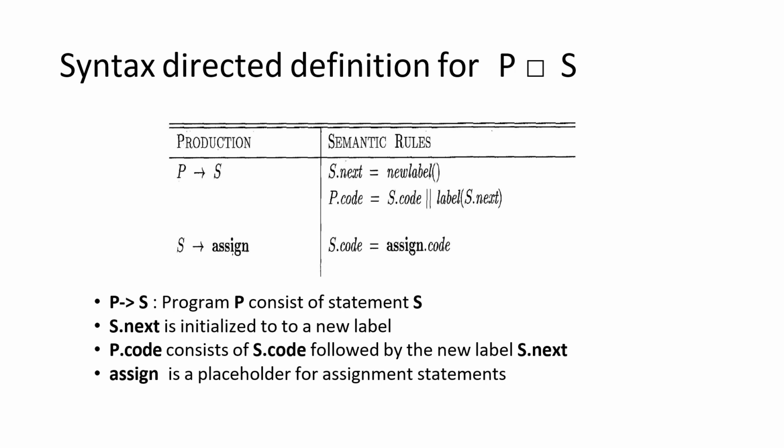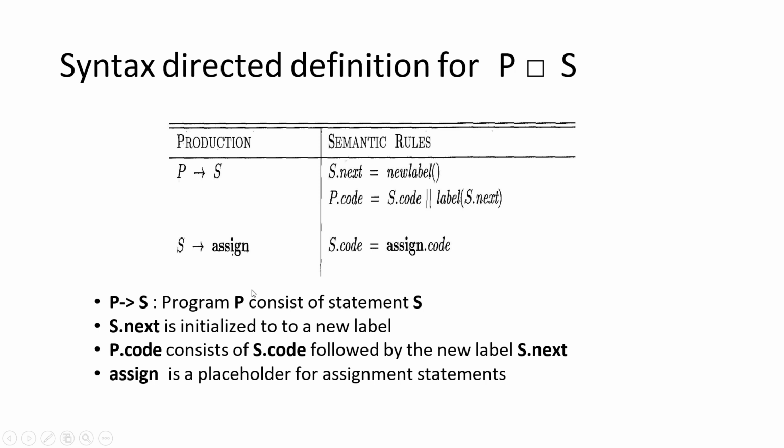Next we are going to see the different syntax directed definitions. First, for the production P points to S, these are the semantic rules. S.next equals newlabel, and P.code equals S.code followed by label(S.next). The next production is S points to assign. So S.code equals assign.code.